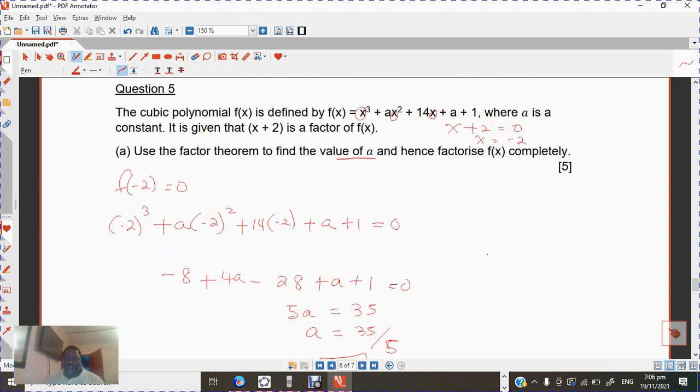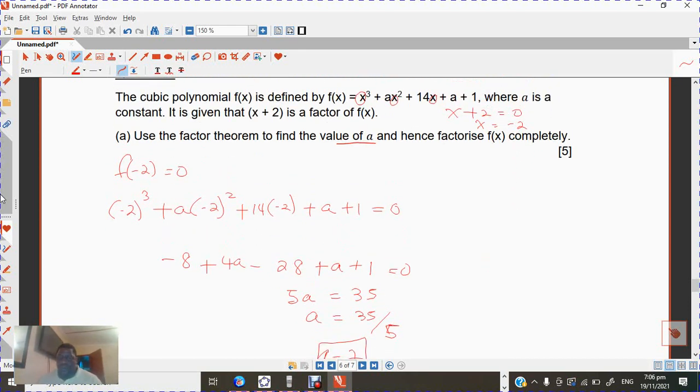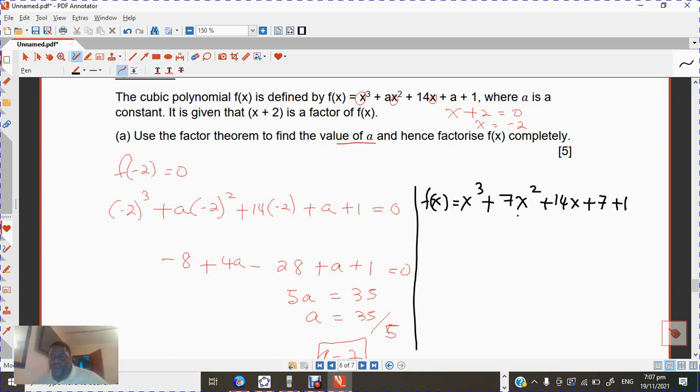So let's just put our values back. I'm just going to write it here on the side just to see what we have. I can use black, and I'll make it a bit bigger. So we have f of x equal to x cubed, and a is positive 7, so that will be 7x squared plus 14x plus 7 plus 1. All right, so f of x is equal to x cubed plus 7x squared plus 14x plus 8.